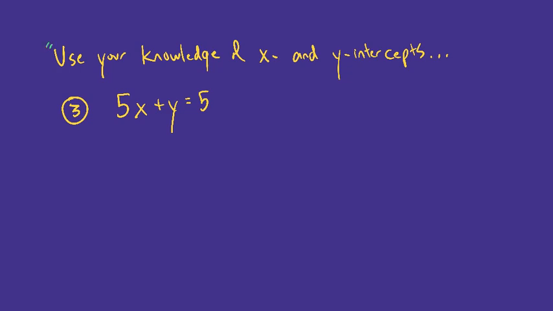Next, they'll give you some slightly different instructions. Use your knowledge of x and y intercepts to find the x and y intercept. So we're basically just doing the same thing, just a slightly different set of instructions. They're not going to give us an x and y intercept box, but we're doing the same thing.